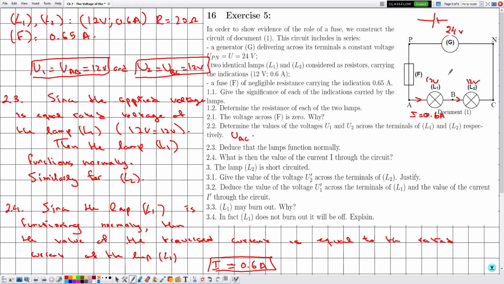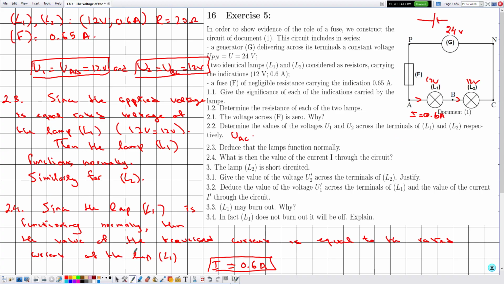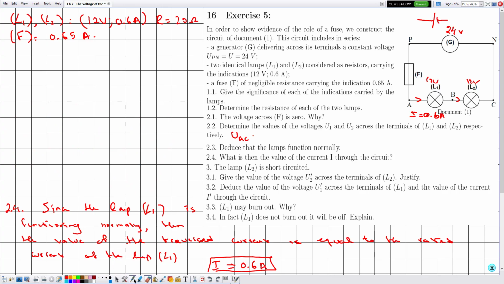Okay. Now notice that in this case the fuse has a rated current which is 0.65 amperes and the traverse current is 0.6 amperes, which is less than the rated current of the fuse, so the fuse will not burn out. So whenever we have a fuse in an electric circuit, we should keep an eye on comparing the value of the traverse current to the rated current of the fuse.